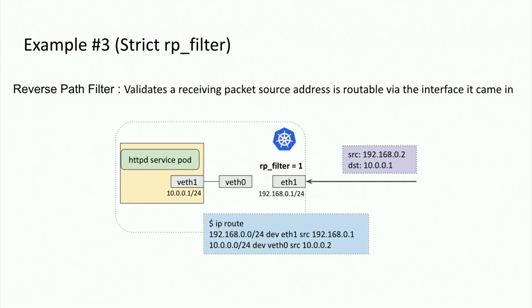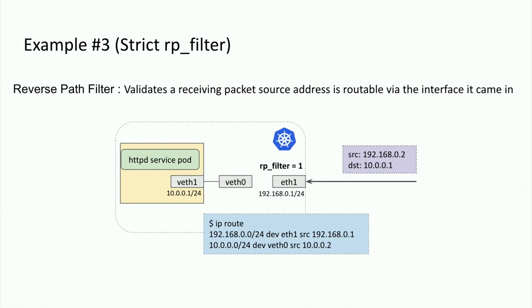So lastly, there is a security mechanism in the Linux kernel. It's called reverse path filter. It essentially ensures that the source address set on a received packet is routable via the same interface that it came in. And this is to ensure that there are no spoofed packets where the source IP address is spoofed. So in this case, I have an incoming request coming to my pod. Let's say this is my service pod and the request is translated, DNATed to my pod. So the destination is set to the pod IP address.